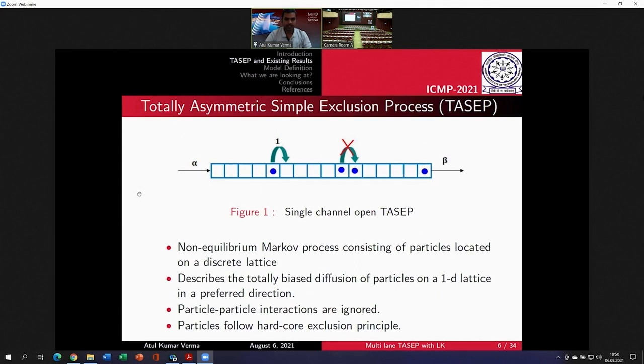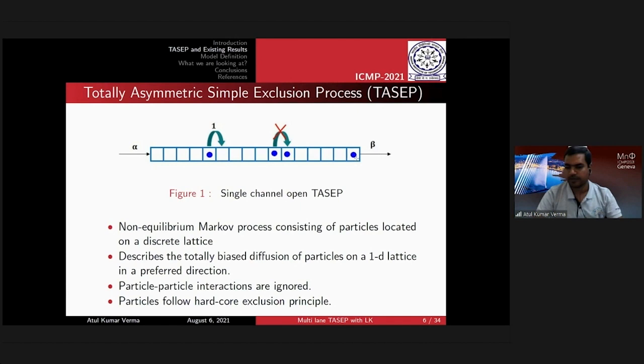This model is usually used for understanding transport processes, stochastic transport processes. Since there is uncertainty or randomness involved in transport processes, this model is suitable, because in this model we have a one-dimensional lattice, and there are some random particles. A particle can randomly enter at the first site with rate alpha. It can move forward with rate one, provided the target site is empty. A lattice site cannot be occupied by more than one particle. And after reaching the last site, the particle can leave with rate beta.